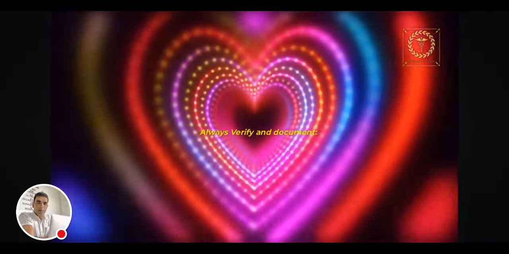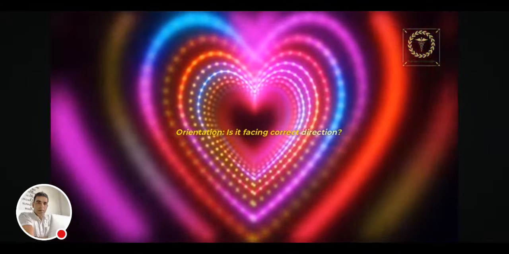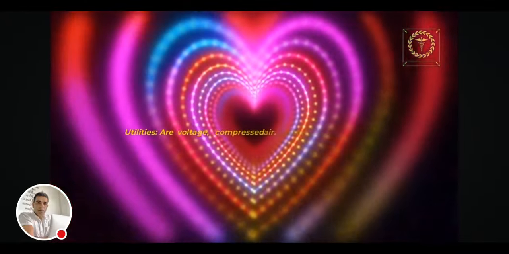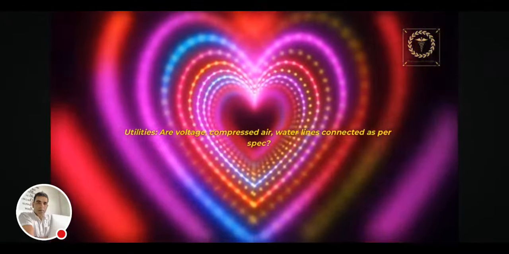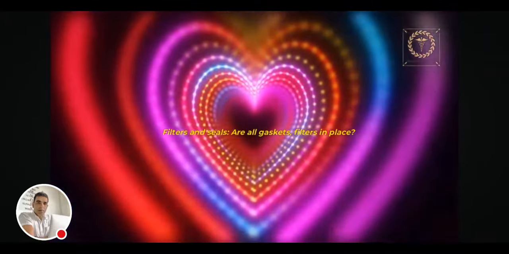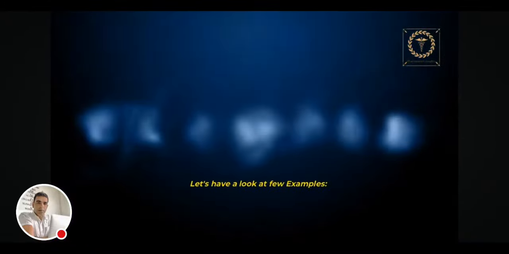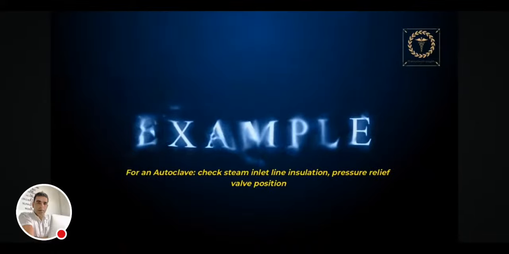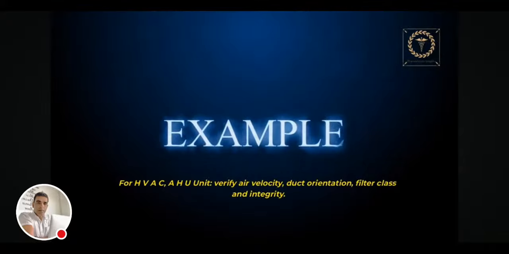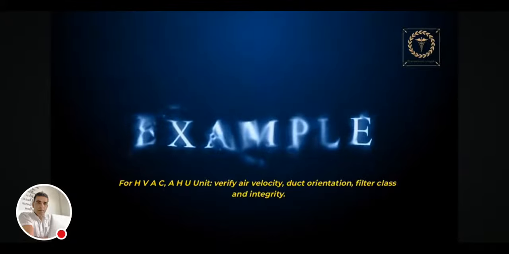Always verify and document. Dimensions. Is the equipment installed as per layout? Orientation. Is it facing correct direction? Leveling. Is the machine stable and aligned? Utilities. Are voltage, compressed air, water lines connected as per spec? Filters and seals. Are all gaskets, filters in place? Earthing and safety guards installed? Let's have a look at few examples. For an autoclave, check steam inlet line insulation, pressure relief valve position. For HVAC, AHU unit, verify air velocity, duct orientation, filter class and integrity.